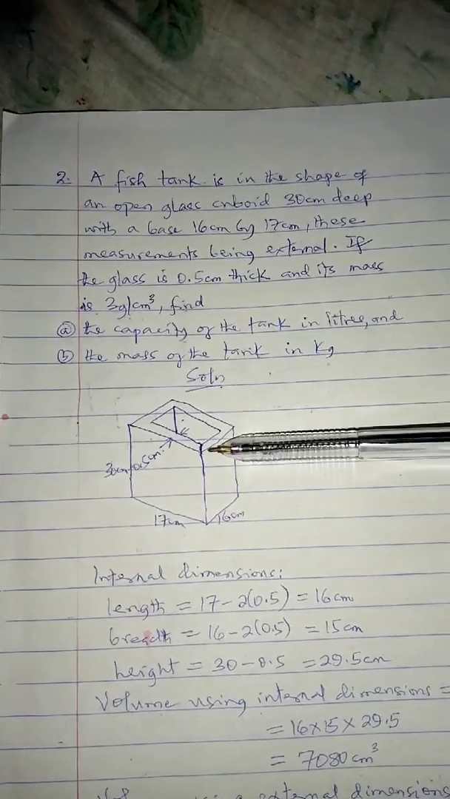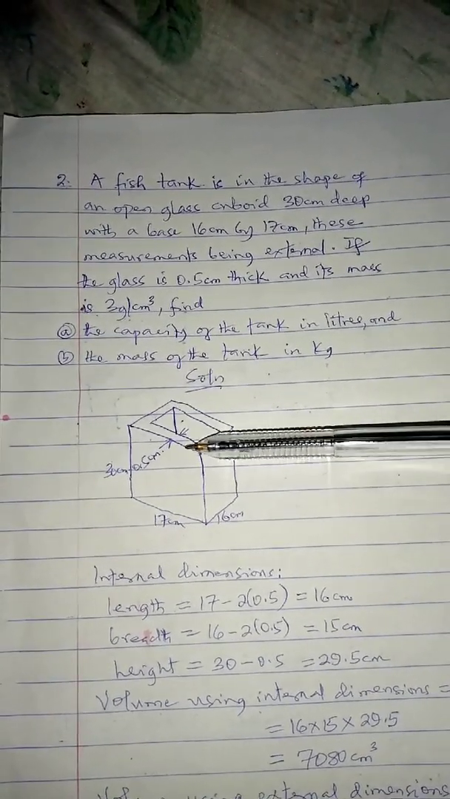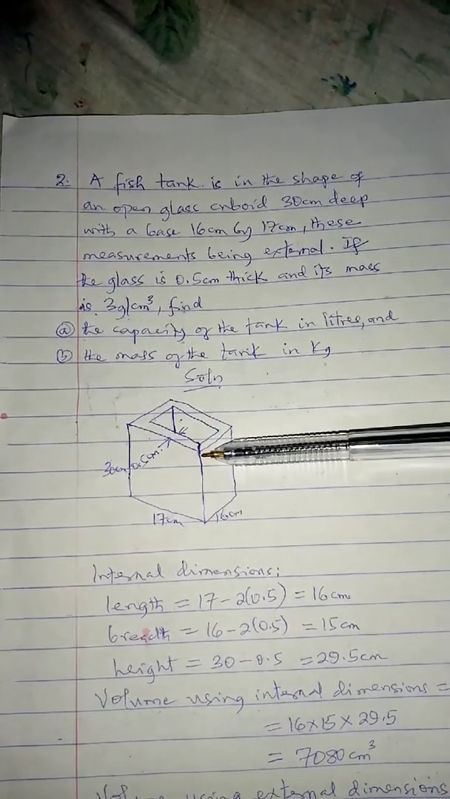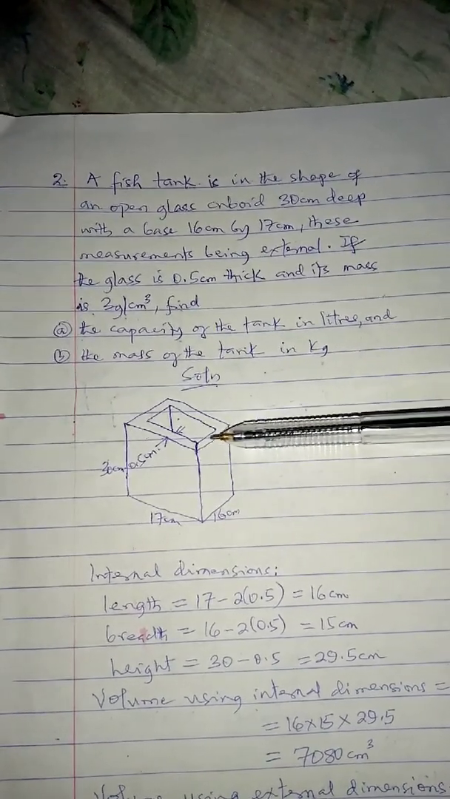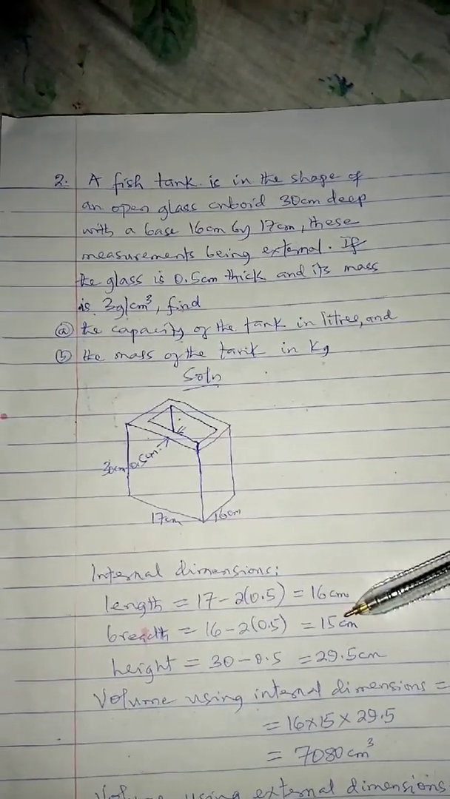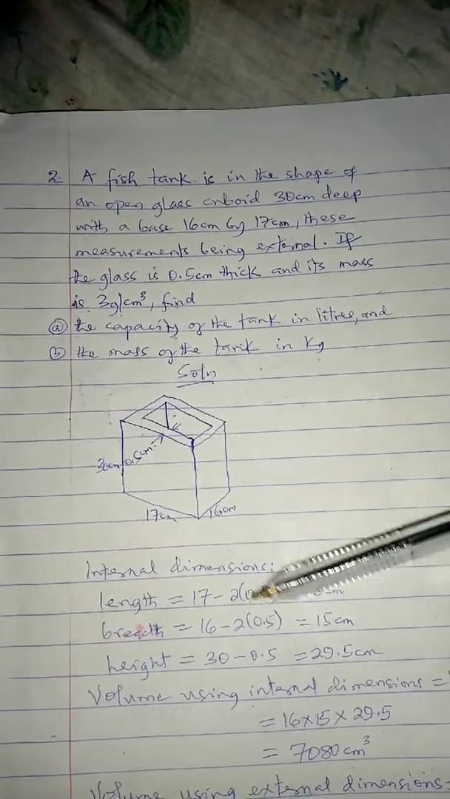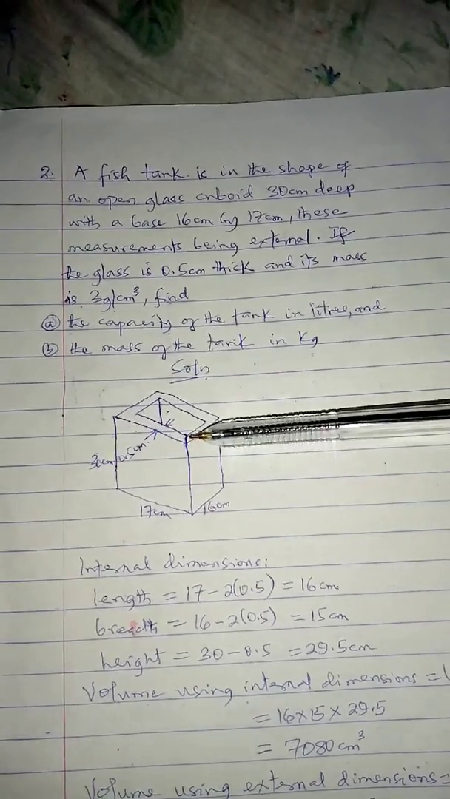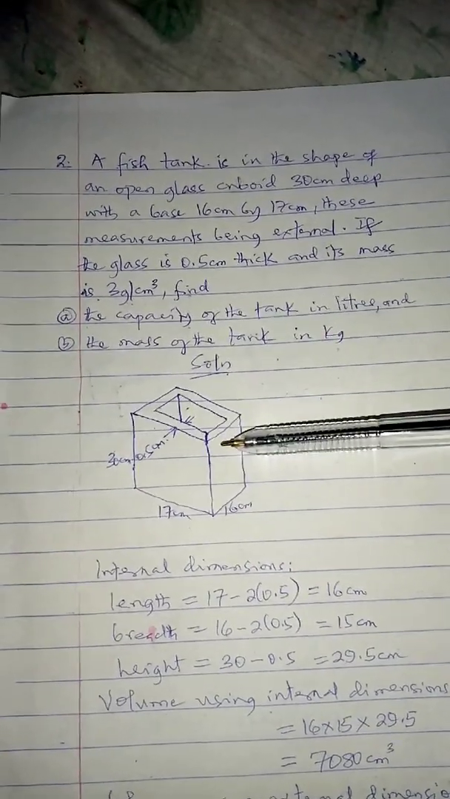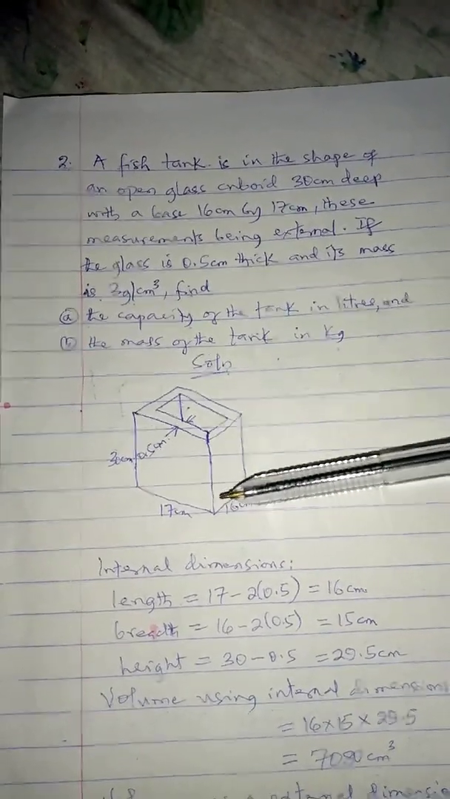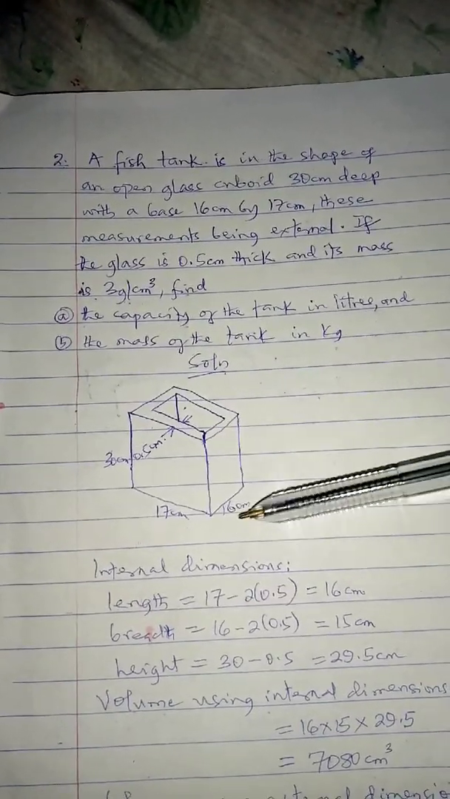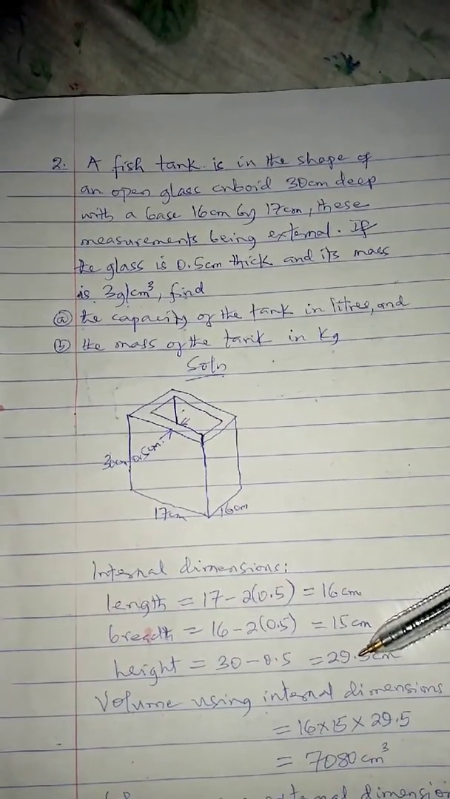Similarly, the internal breadth will be gotten if you remove the thickness here and this thickness here from the external breadth, which is 16. It will give us this internal breadth, and we'll have 15 cm. That's what you have here. While the internal height will be gotten by subtracting the thickness once from the external depth. You subtract your thickness once from the external depth, and that will be 29.5 cm.